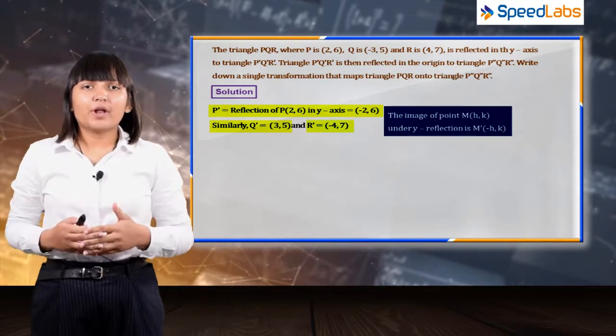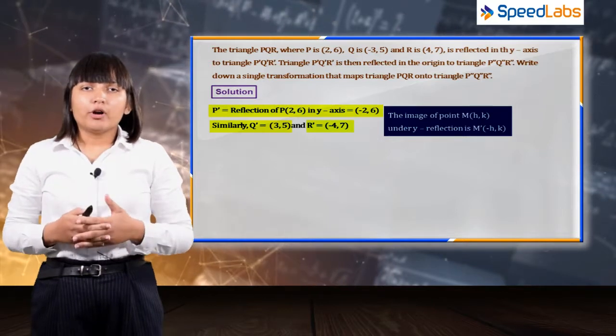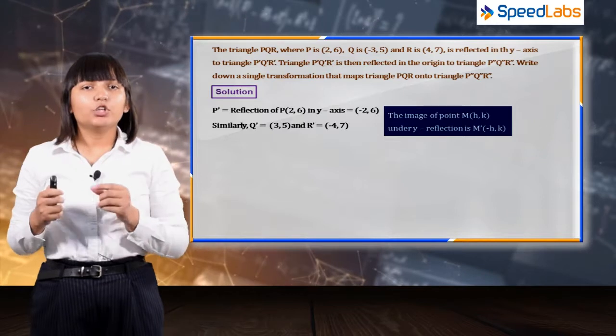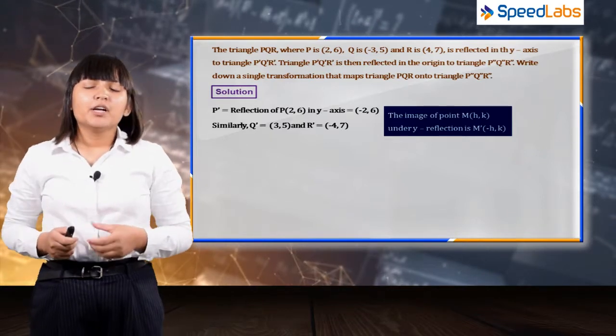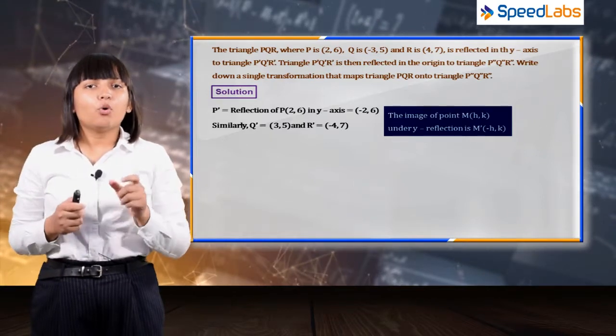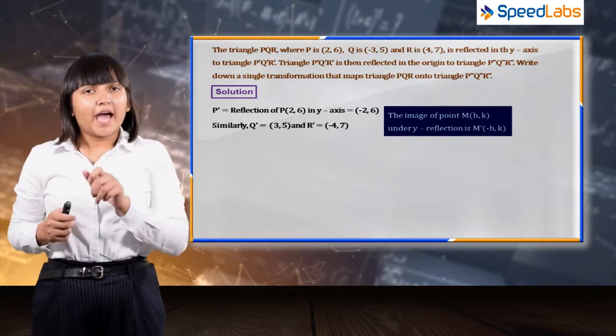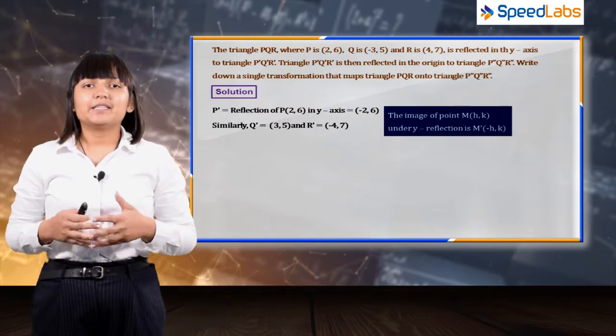Now, after getting the coordinates of P dash, Q dash and R dash, we can find the coordinates of P double dash, Q double dash and R double dash. Whenever we reflect a point in the origin, then both the x coordinate as well as the y coordinate change their sign.